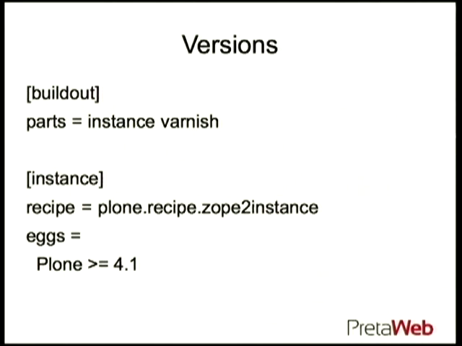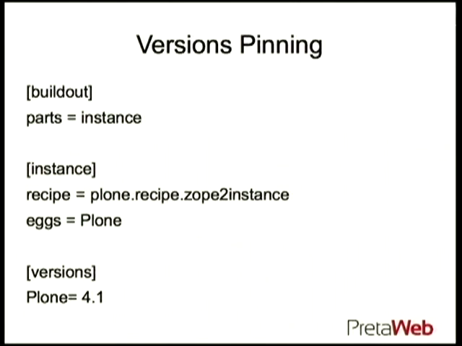So, versions of software. You can use a syntax like this, and you can say, I want Plone version anything above 4.1. Generally, you don't do it that way. You do it more like this. So you have a version section. You can specify the name of the version section, but generally you call it versions, and then you can list a whole bunch of different versions of what you want.